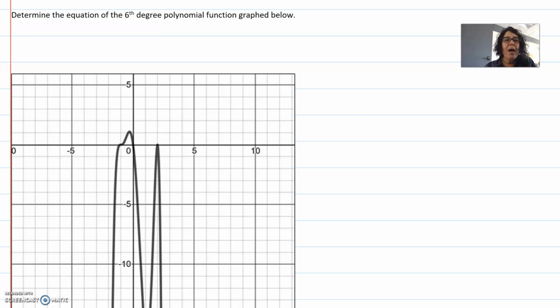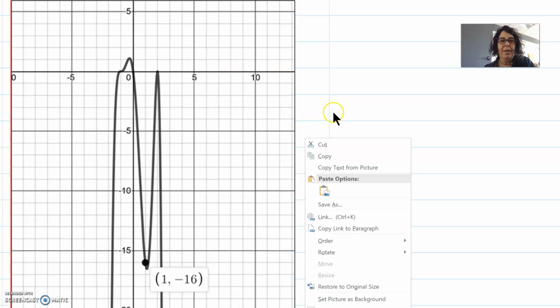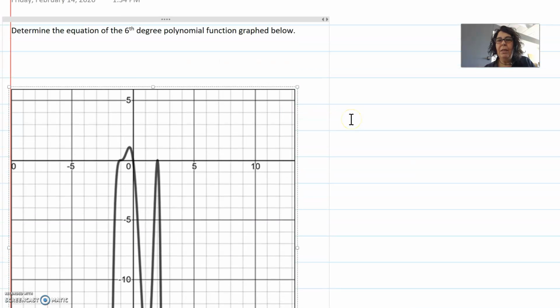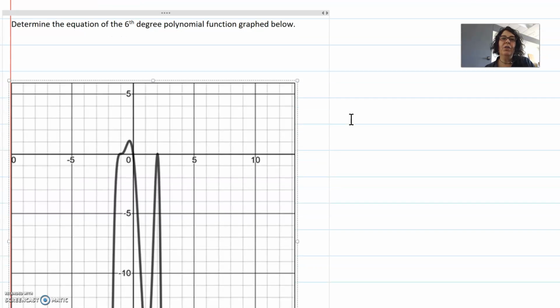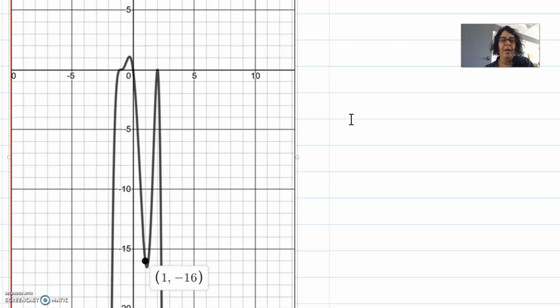So this is about finding an equation of a polynomial from their given graphs. So here is the graph given. If I can make it a bigger screen. So this is the question: Determine the 6-degree polynomial function graph below. All right. So 1 point is given. We might have been giving you another point also. So let's figure out what will be this polynomial and how are we doing this.